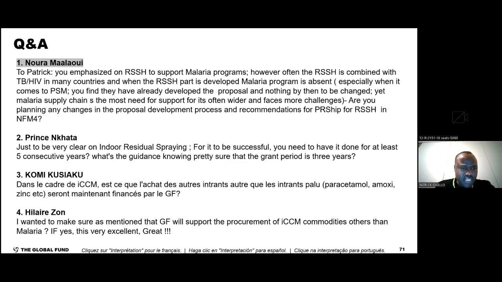Prince, just to be very clear on indoor residual spraying: for it to be successful, you need to have it done for at least 5 consecutive years. What's the guidance, knowing pretty sure that the grant period is 3 years?